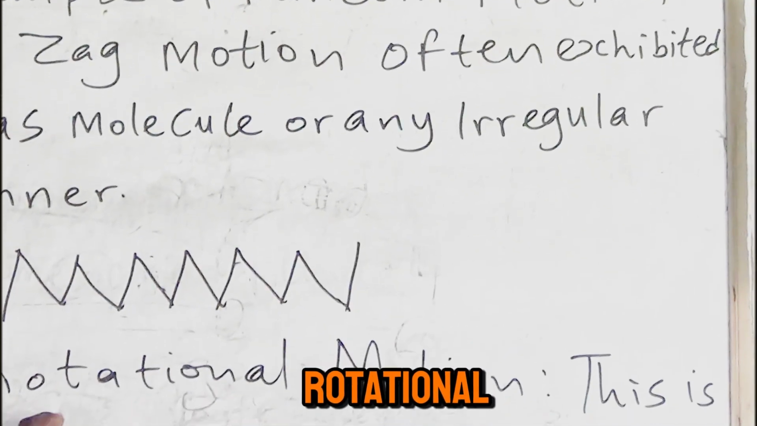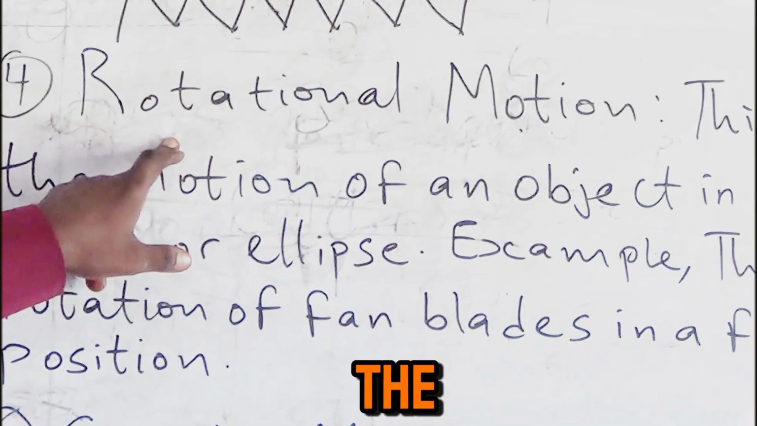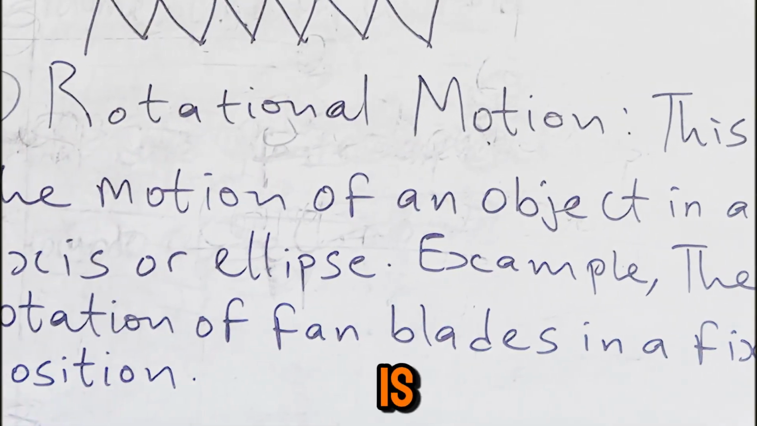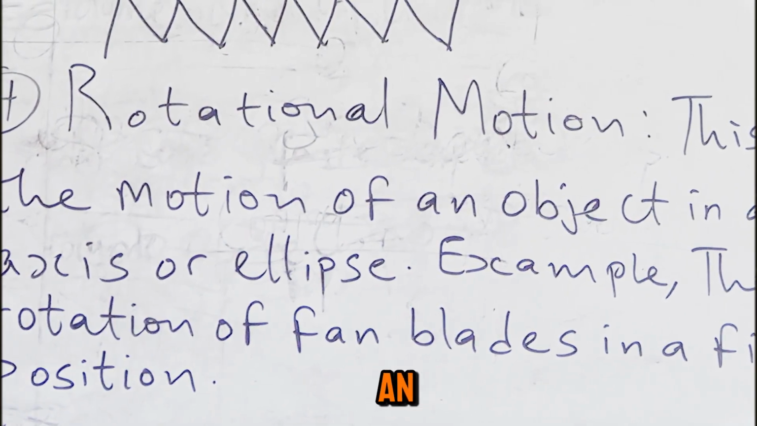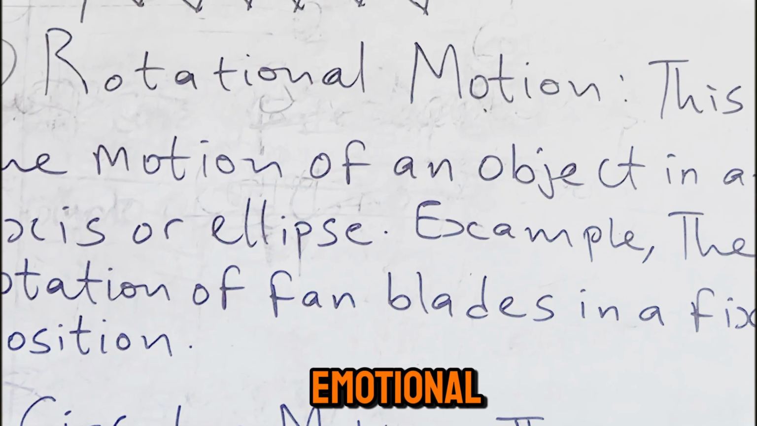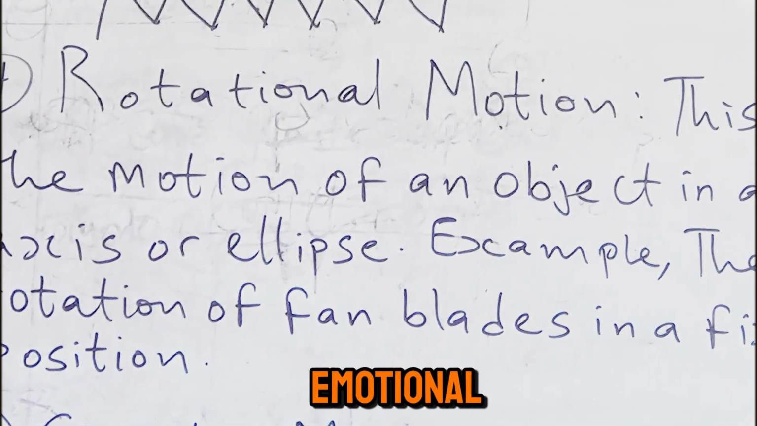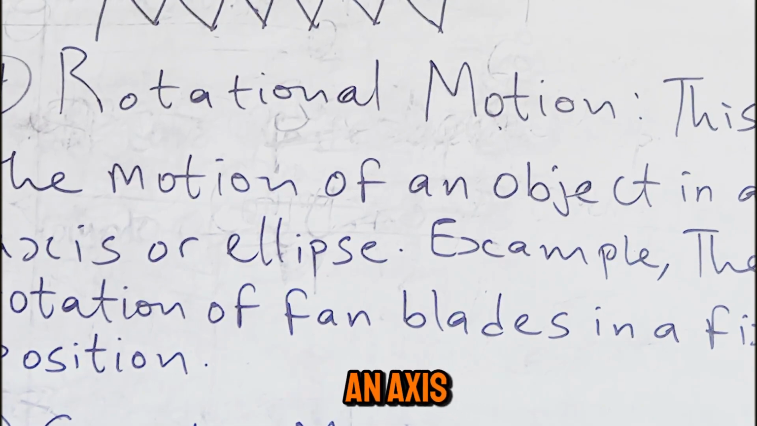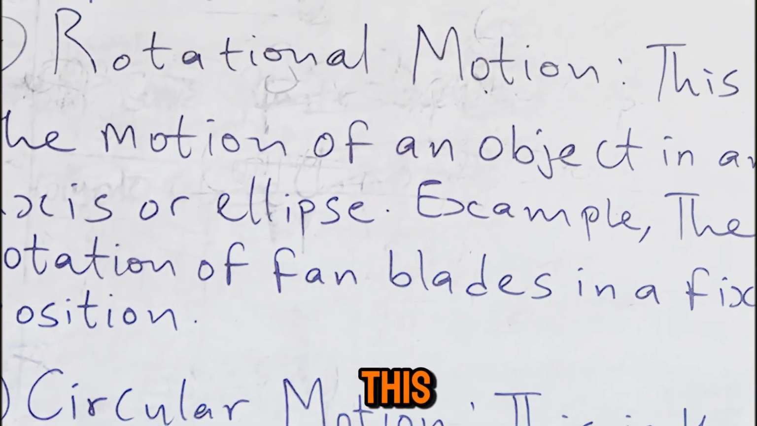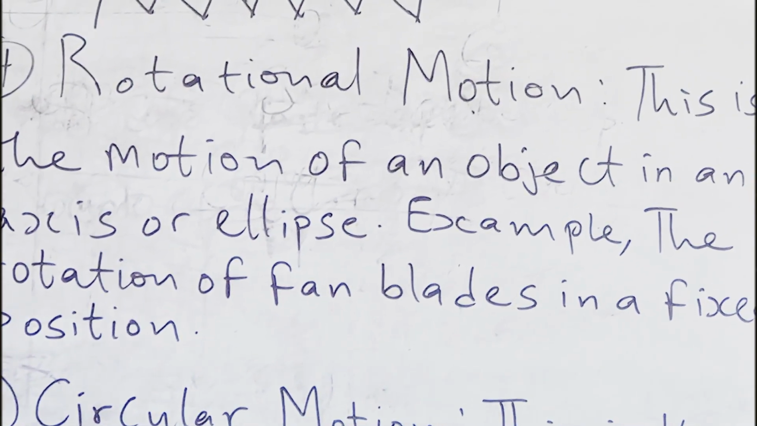Then rotational motion. I told you a fan blade rotates. You can see it rotate if they turn it on. A fan blade rotates. What is rotational motion? This is the motion of an object in an axis or ellipse.